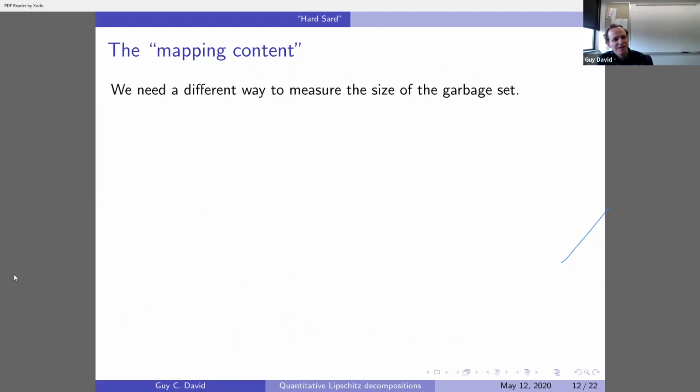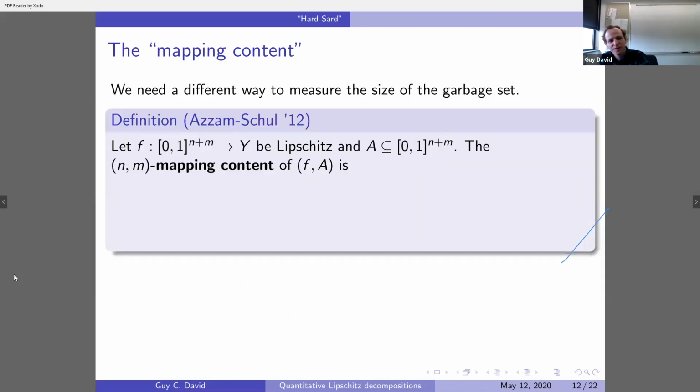And the idea is a different way to measure the size of this garbage set. Okay. So Kaufmann's example is kind of degenerate in certain ways because it crushes many cubes. It crushes the 2-dimensional content of cubes. And we want to try to capture that. So in fact, Azam and Shul already had this in mind, and they gave the following definition.